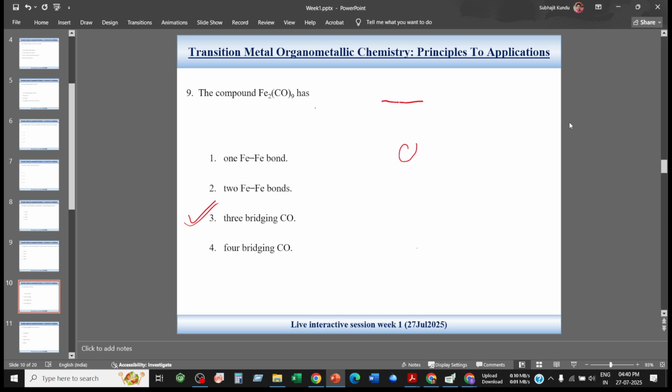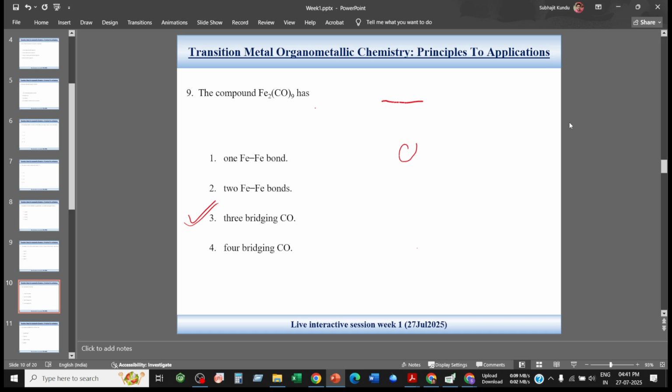And what will be the number of bridging CO? Sir, I am unaware about it. Because you have to know the structure. So please remember some of the important structures when you are going through this course. It is also my duty to note which structures are important. Fe2CO9 is a very common structure in the metal carbonyl segment of organometallic compounds, which you have to remember. Not only in this exam, other exams also ask these types of questions.